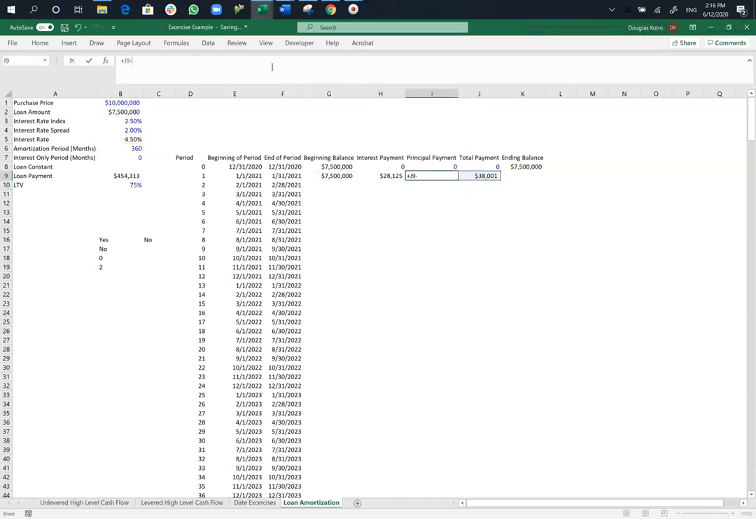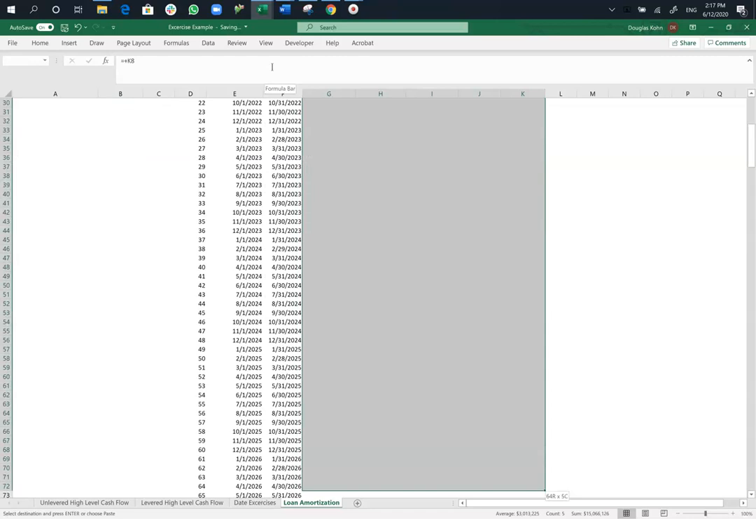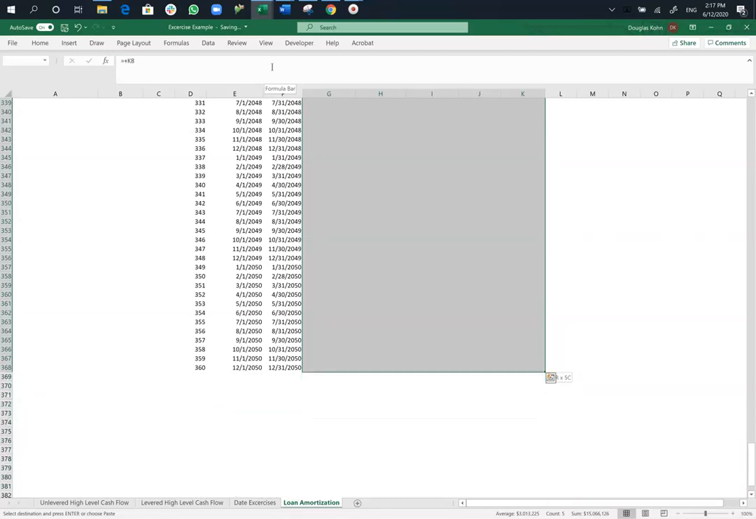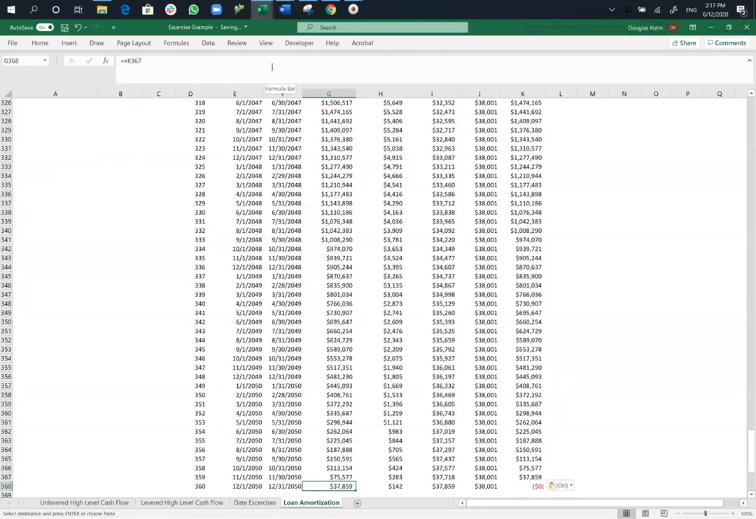Then we take the total payment minus the interest payment, and we have our beginning balance minus our principal balance. Then if we drag this down, make sure everything is correct, we drag this down all the way to the end. Period 360. And as you can see, at the end of 360 months, our loan is paid off.